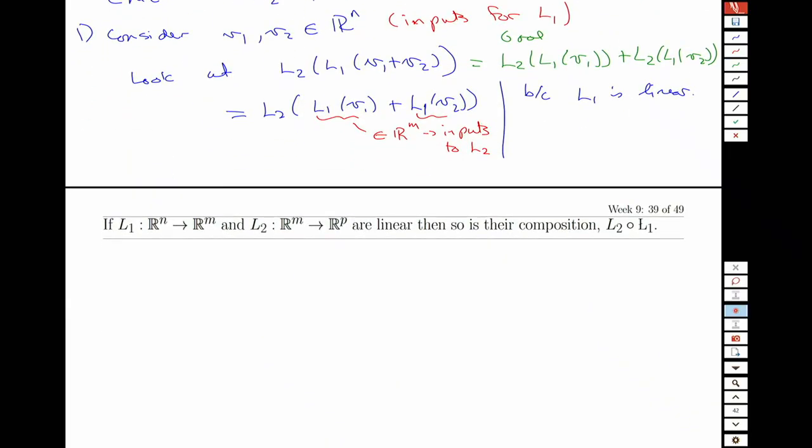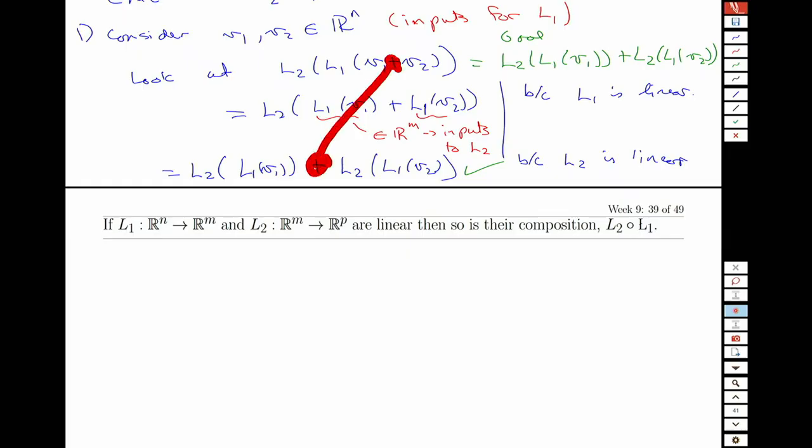They're just vectors that we're allowed to run through L2, but L2 is linear too. So if I have a plus inside, I can break it up into pieces and get L2 of L1 of V1 plus L2 of L1 of V2, because L2 is linear. And that is what our goal was. We wanted to show we could break that sum of vectors in the middle into a sum of vectors after the transform was fully completed on each one separately.